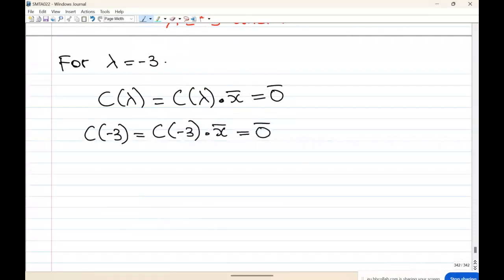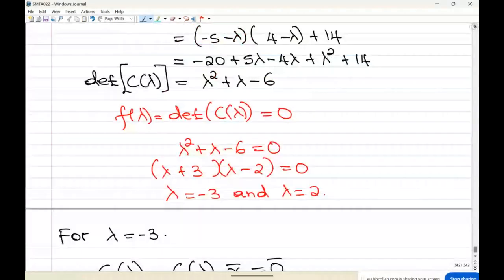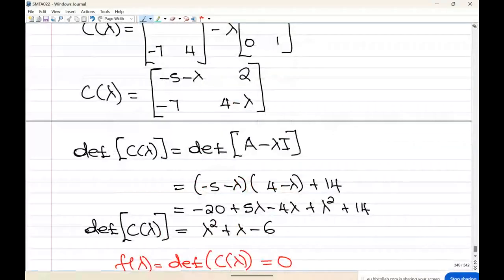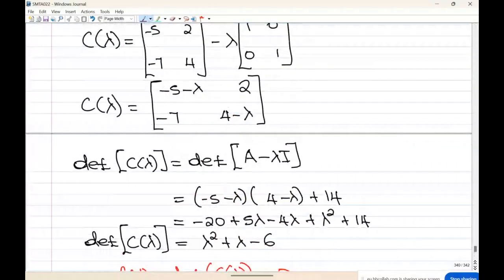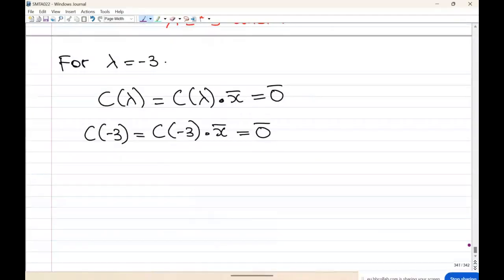So we go back. Can I go back, colleagues? Are you still with me? We are going to start with this one. You are going to replace where there is lambda by minus 3 here. Do you see it, colleagues? Where there's lambda, you put plus 3. So meaning your C of lambda will be equals to what?